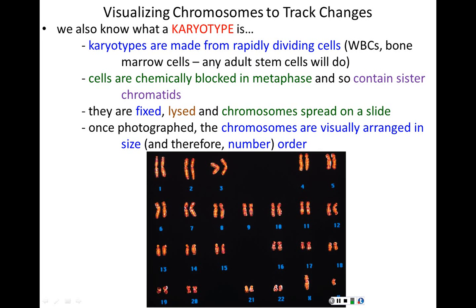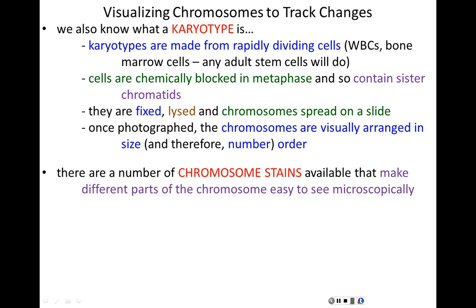So we have 22 autosomal chromosome pairs, for a total of 44 autosomal chromosomes, and they are arranged in size order, with chromosome pair number 1 being the largest and chromosome pair 22 being the smallest. Now that tells us how we get them and how we see them, but it certainly doesn't tell us how we visualize them in a way that we can easily measure what's going wrong.